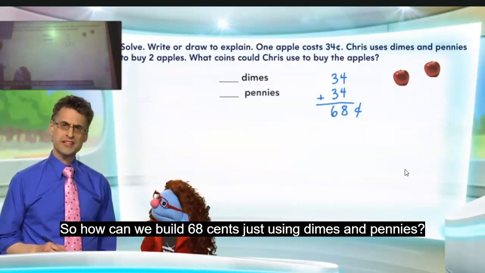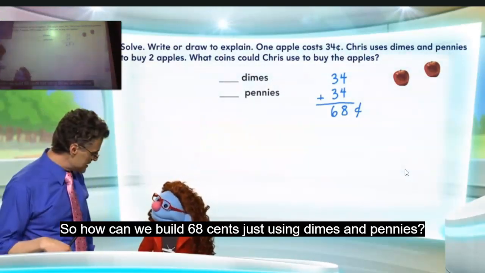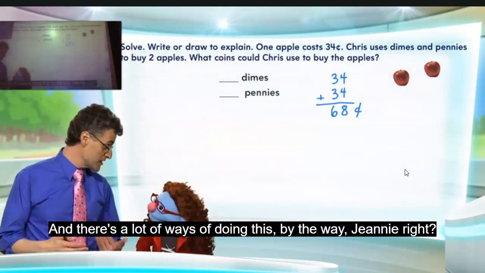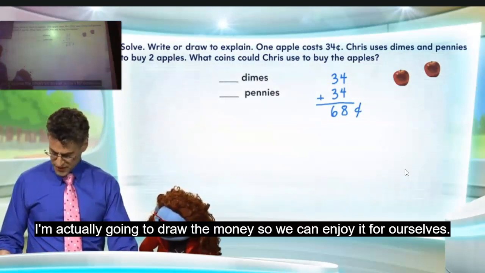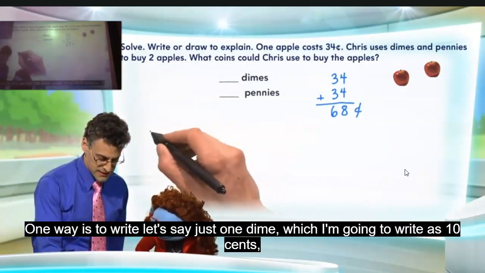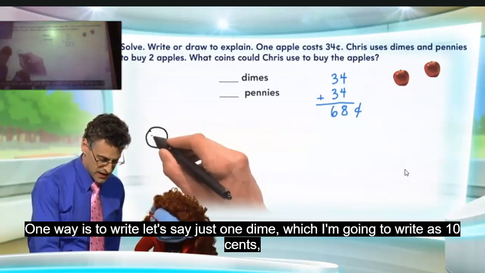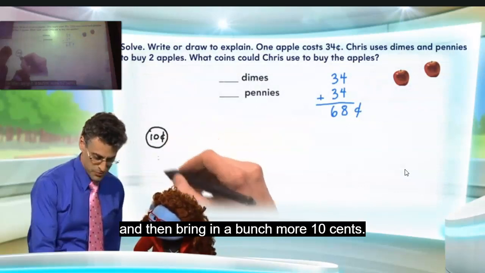So how can we build 68 cents just using dimes and pennies? Well, let's think about it. There are a lot of ways of doing this. Let me just show you one way, and I'm actually going to draw the money so we can enjoy it for ourselves. One way is to write 1 dime, which I'm going to write as 10 cents, and then bring in a bunch more 10 cents.